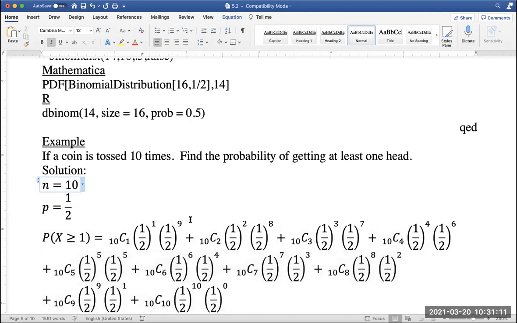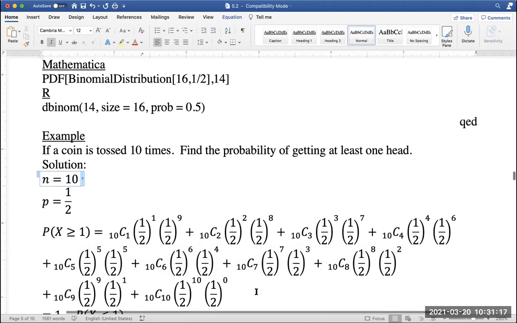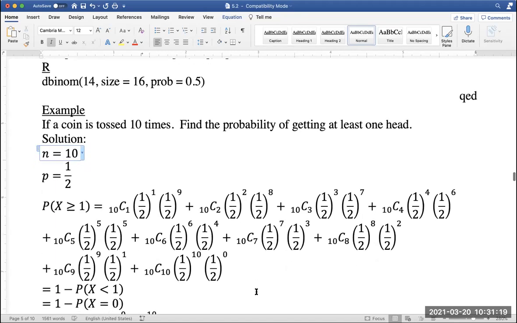So you calculate each of these and add them all up. It's a lot of work. What is easier? Well, finding the complementary event in this particular case is much easier. So rather than add up all these, let's do 1 minus the probability x is less than 1. That's a complementary event. How many whole numbers are less than 1? Well, only 0. So the complement of at least 1 is none.